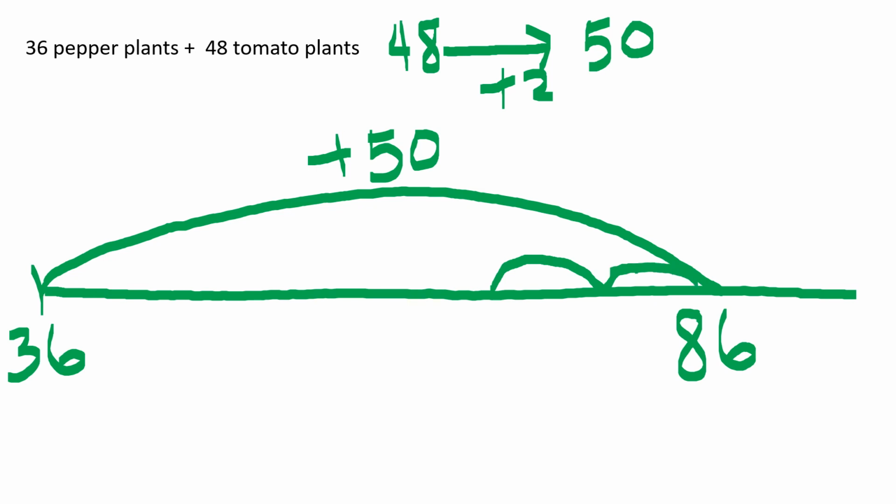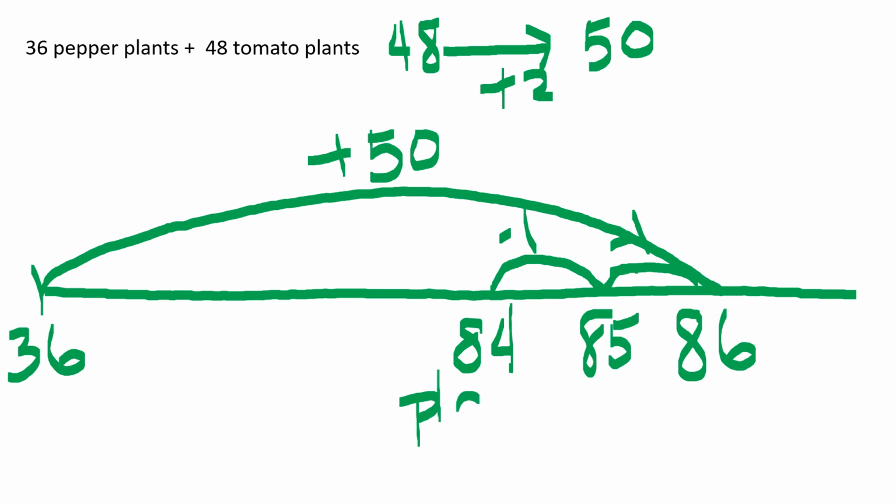So I'm going to actually subtract 1. This would take me to 85. And this would take me to 84. And there are our 84 tomato plants, or plants that Farmer Alex planted. So when we use a number line, we can break apart either number and we can jump in big chunks, or we can jump in smaller ones if we need to.